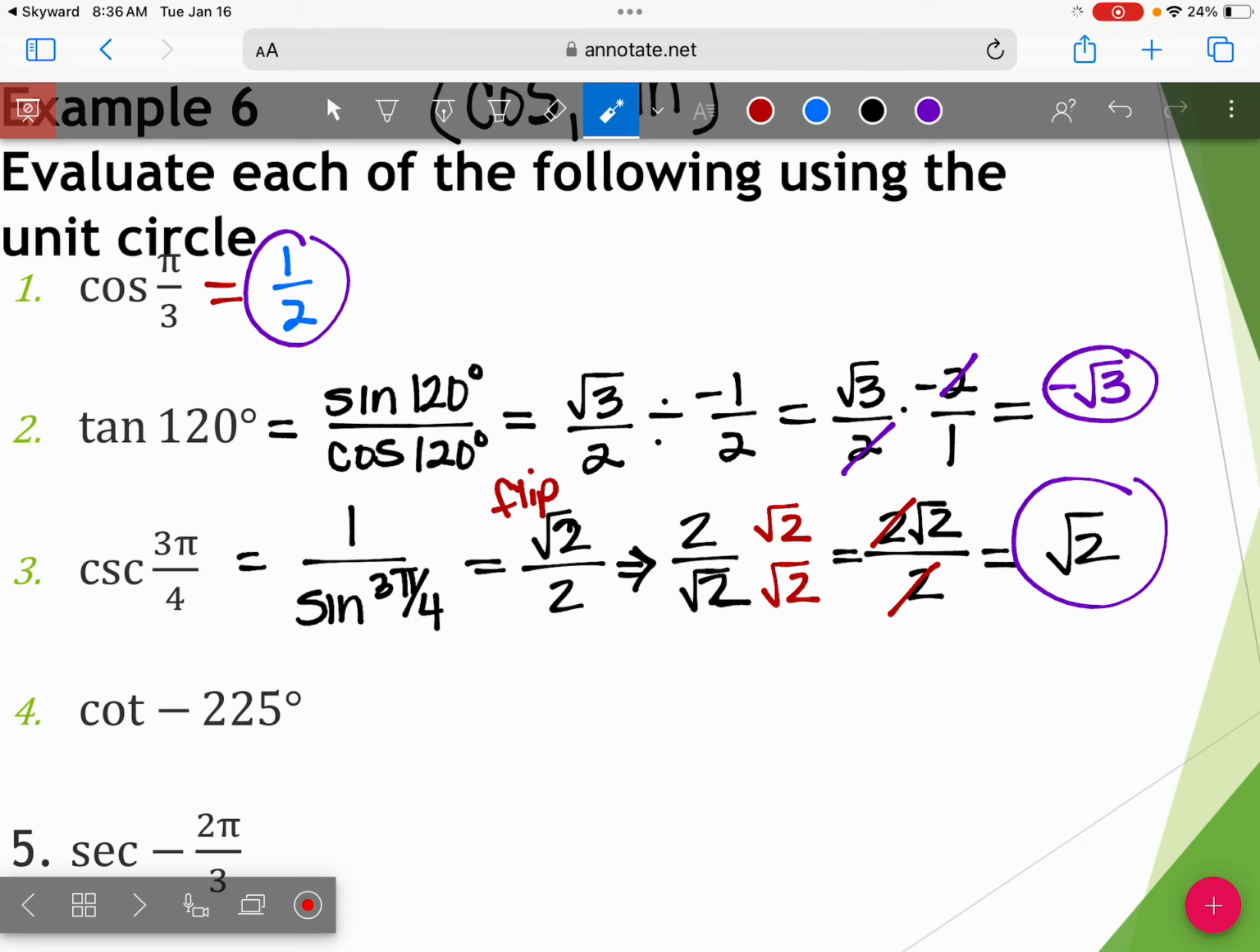Square root of 2, and then the square root of 4, which is just 2. And then the 2's cancel, which equals 1. So it's square root of 2 over 1.